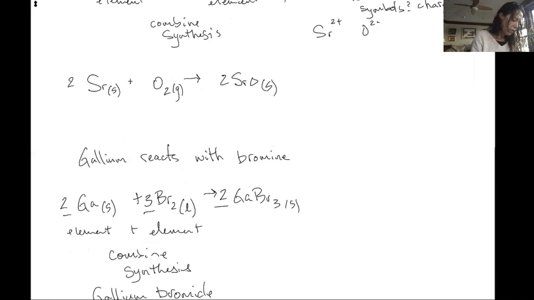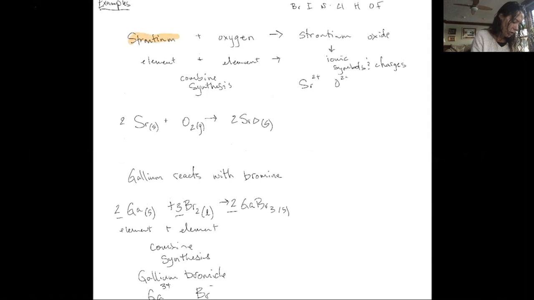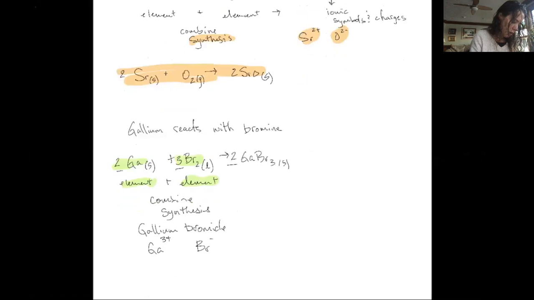So both of those examples involved an element reacting with an element. We recognize that that is synthesis. We combine them into a compound. They're pretty much all going to be ionic. So we got the symbols and the charges for the most part. We just wrote the balanced equation, right? In the second example, we had an element, gallium, reacted with an element, bromine, which is diatomic. Thus, they combined in a synthesis, making gallium bromide, symbol charge, and then we balance the equation.